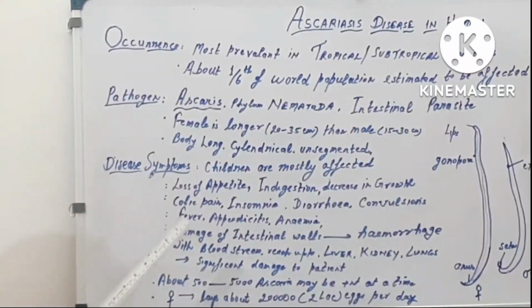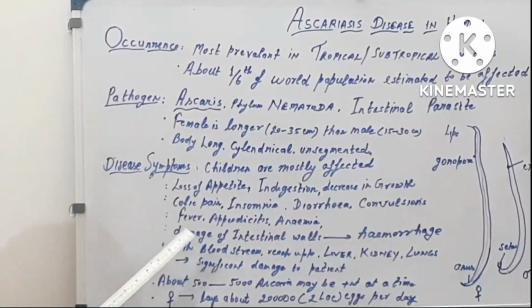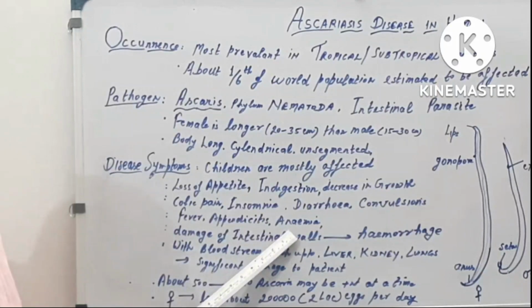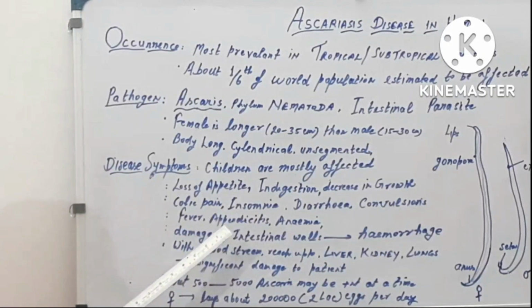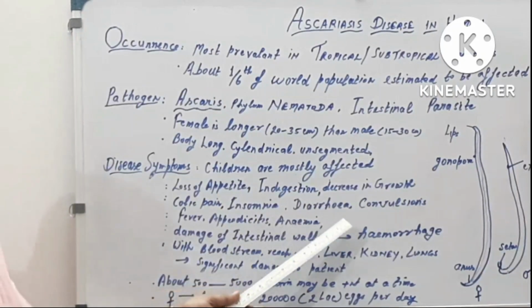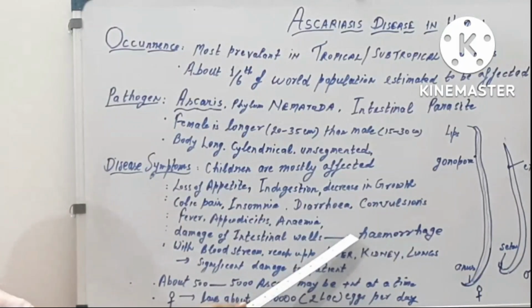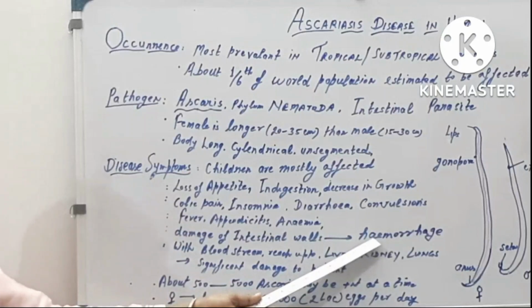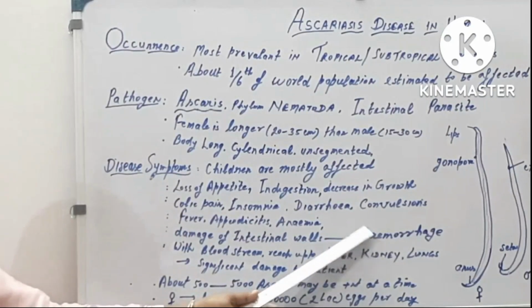In a severe condition of infection, the damage of intestinal walls by the larvae of this pathogen takes place, and it damages the blood capillaries, and hemorrhage takes place inside the body of the patient.